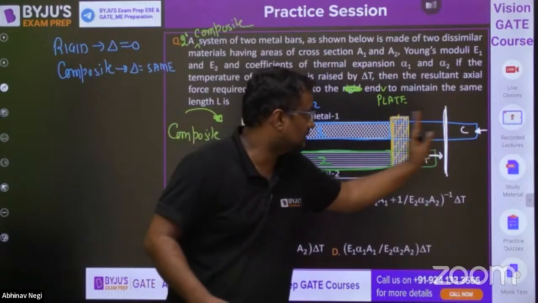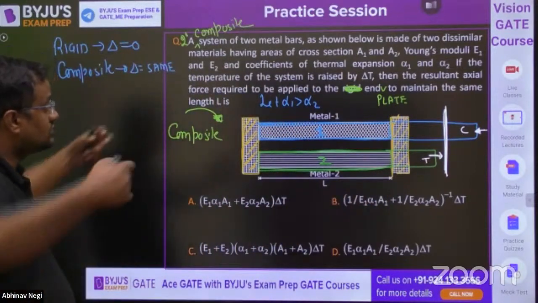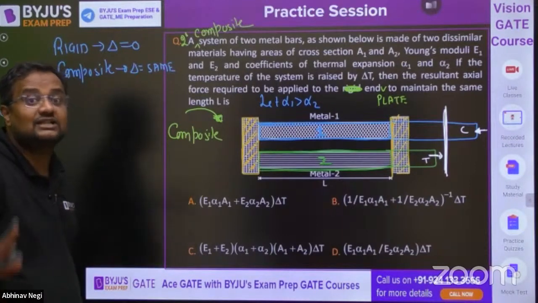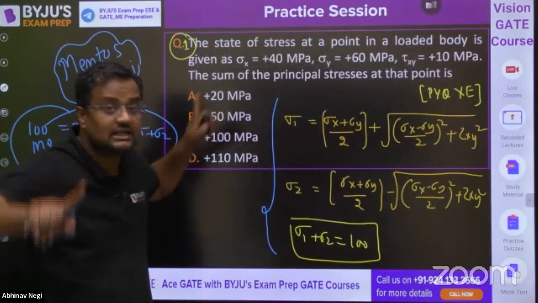Both are elongated by this amount up to white, but it will be some L dash. It is saying now force required so that delta is 0. That means length is same, to maintain the same length. That means delta is 0. That means like fixed case.